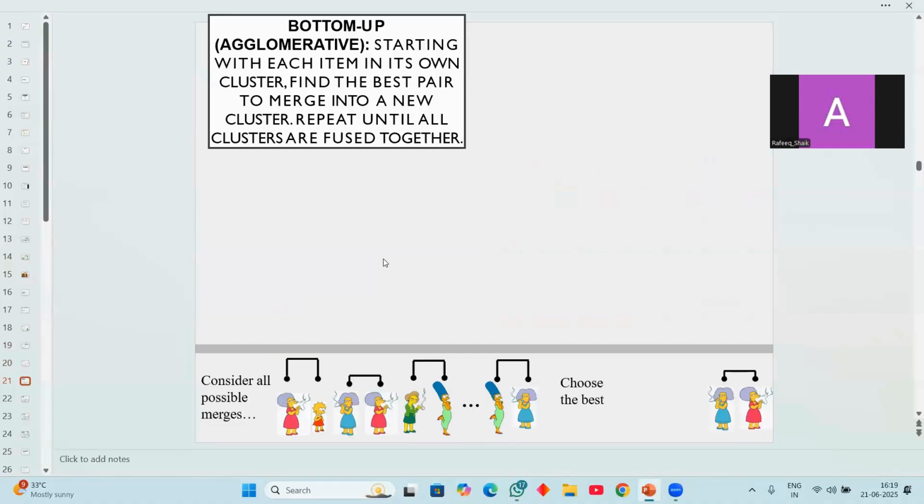The bottom up algorithm starts with each item in its own cluster, finds the best pair to merge into a new cluster, and repeats until the clusters are all together. So consider all the possibilities of the match, and choose the best option in the clustering, so we can easily identify the clusters in the same way. Considering all the possible matches, we choose the best match in the clustering.